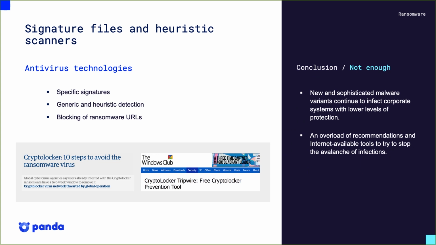So our first layer is our signature files and our heuristic scanners. This can be considered more traditional approach. Panda Security has been in the antivirus industry for 30 years. We have a long history of analyzing files and producing signatures for those variants. This is our first layer of defense, and we want to highlight that because, as you see on the right, standing on its own, this type of technology alone is not going to be enough. You have the new and sophisticated malware infecting systems with lower levels of protections for the reasons we saw earlier.